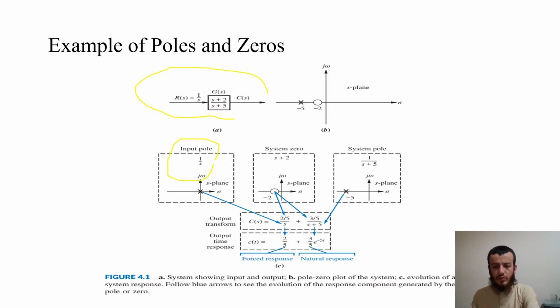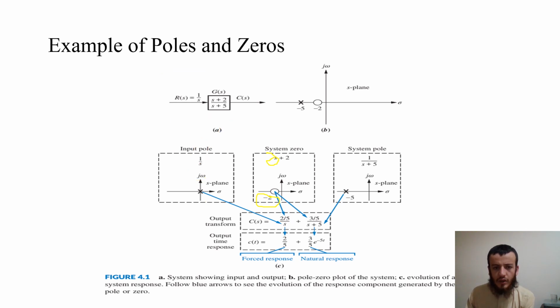Our system zero, that makes the system 0, is s plus 2. What value makes this one 0? It is actually -2. Yes, -2. This -2 is what makes the transfer function 0.